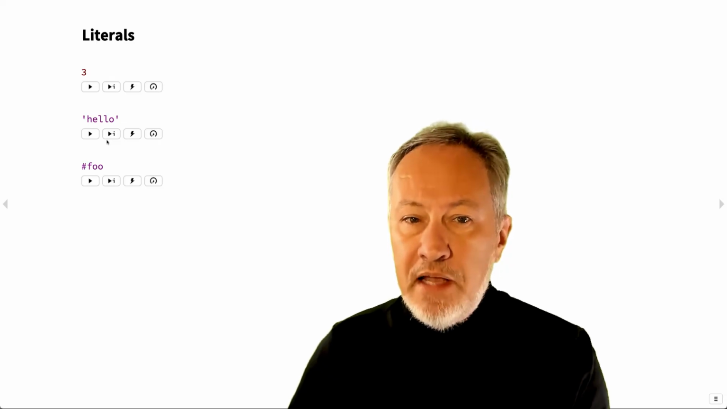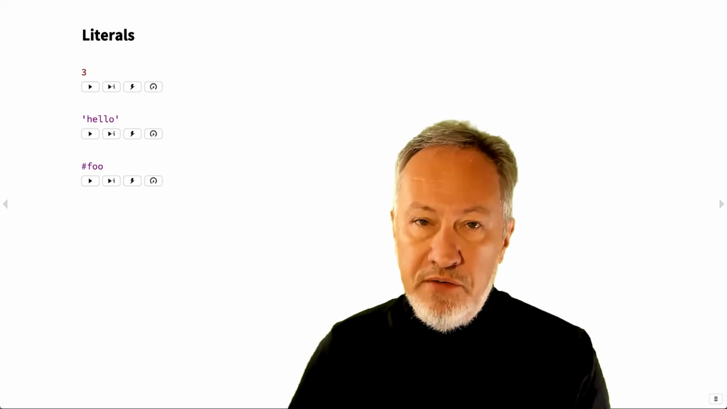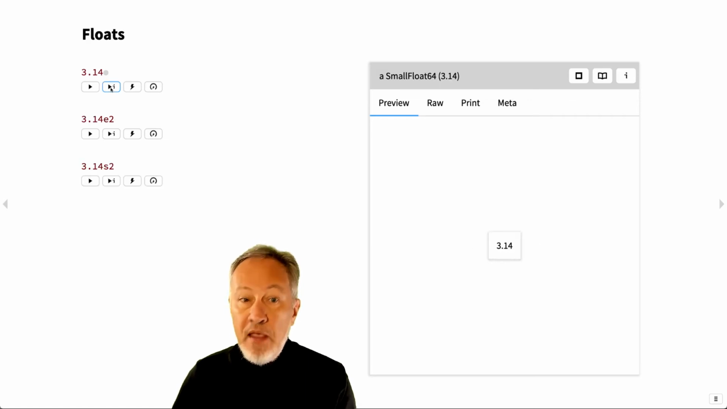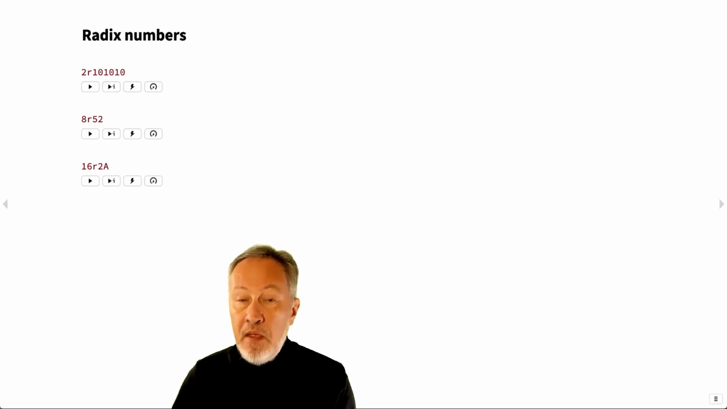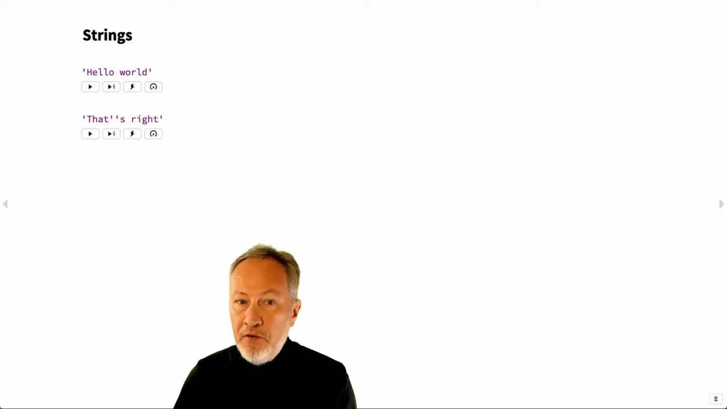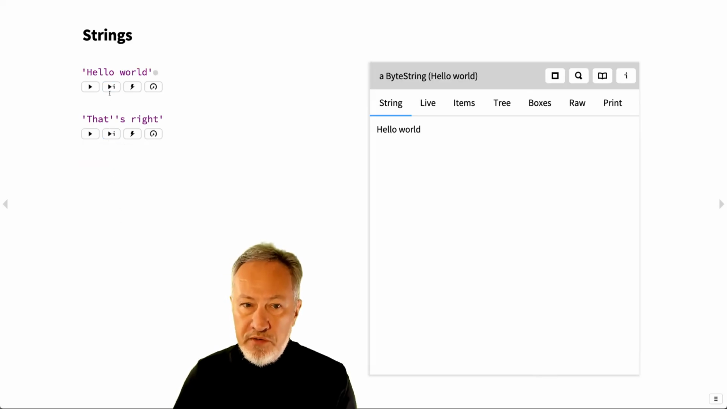Let's start with syntax for all kinds of literal values. As you would expect, Smalltalk not only supports integers and various kinds of floats, but also radix numbers with an explicit base. Here we see the number 42 in binary, octal, and hex. Strings in Smalltalk are surrounded by single quotes. Type two of them to get a single quote within a string.